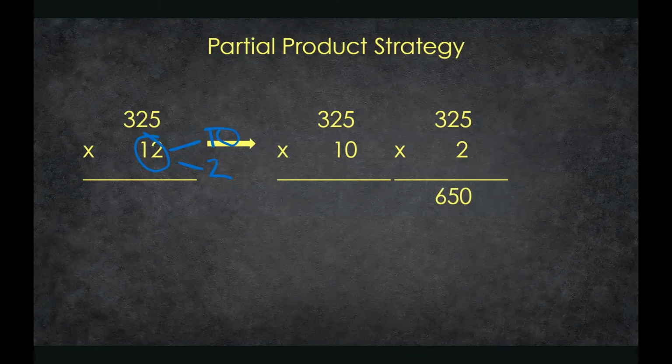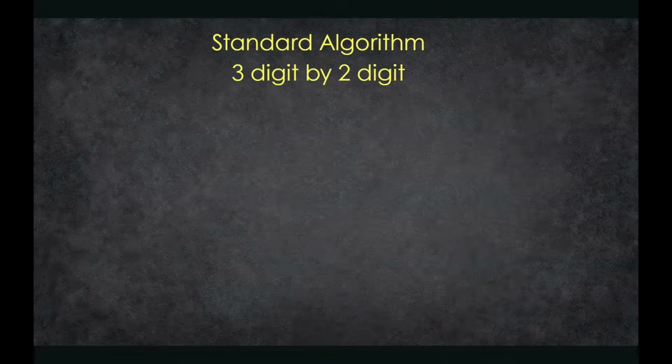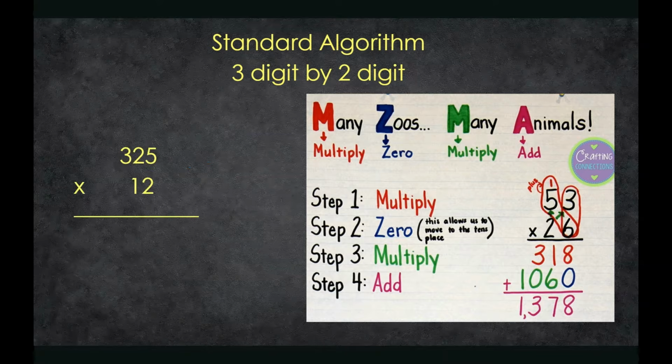325 times 2 ends up being 650. 325 times 10 ends up being 3,250. Remember our rules of 10. We just add a 0 to our original number. Our last step is we take those two parts, we just add them together, and that'll get our product, 3,900. Easy enough, right?